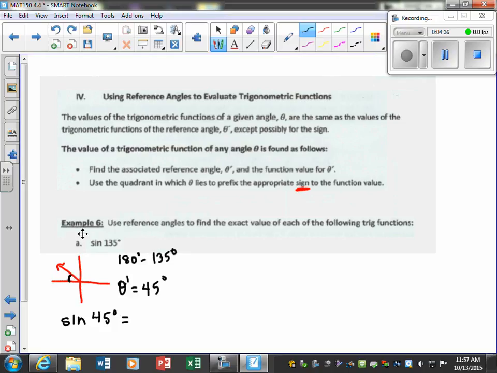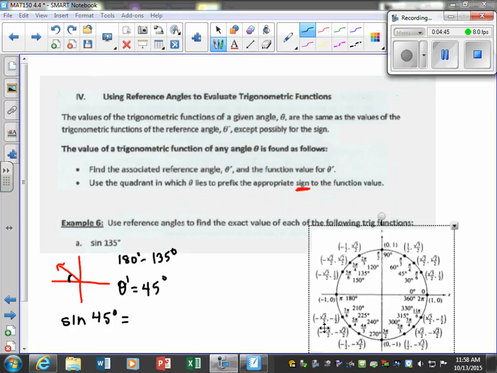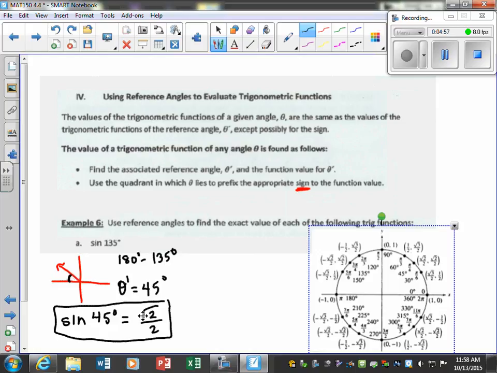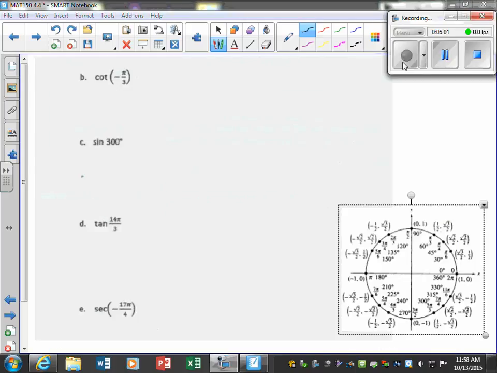Okay, so I'm using this trig function, sine of 45 degrees. Look at your unit circle. Here's your unit circle. What's the sine of 45 degrees? It's the y value, square root of 2 over 2. So now we're using our unit circle as a tool, and we just used the reference angle to calculate that.